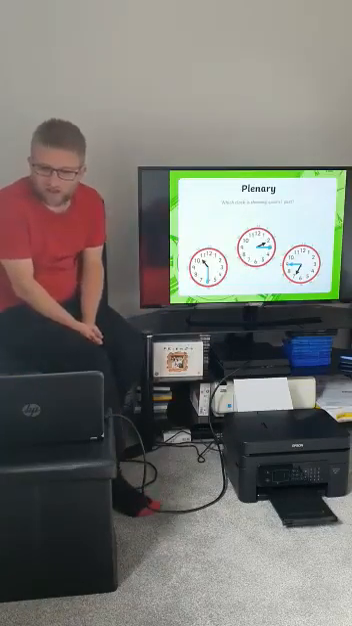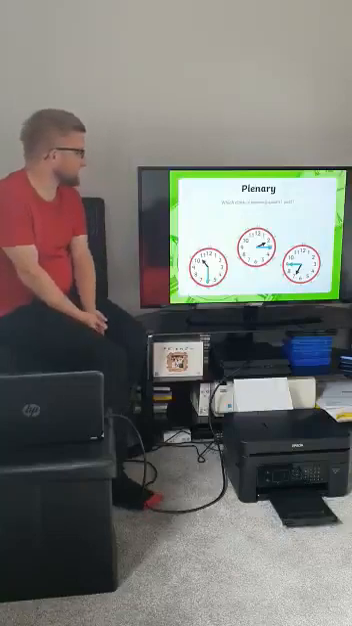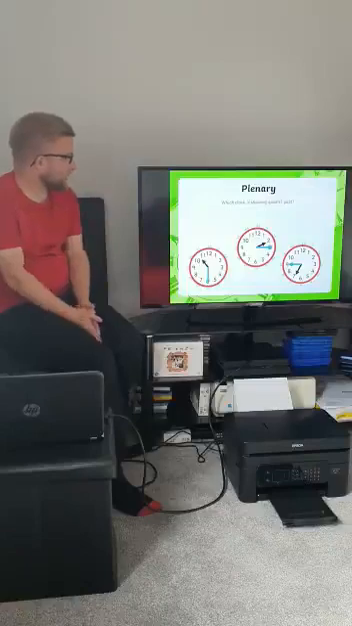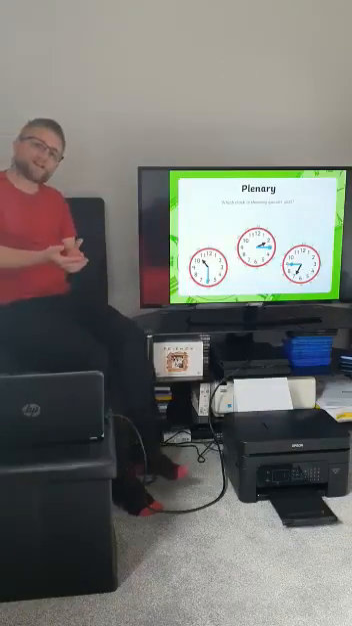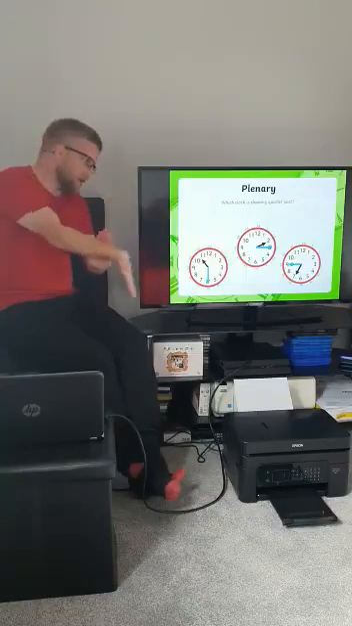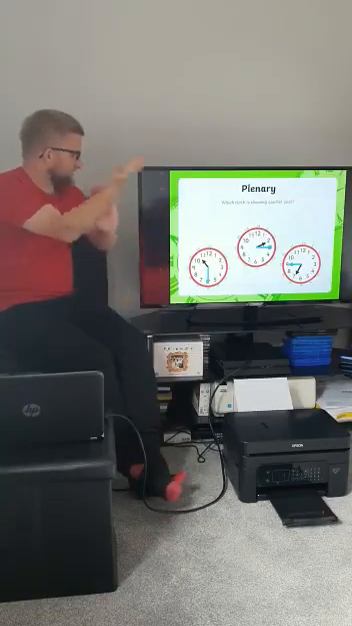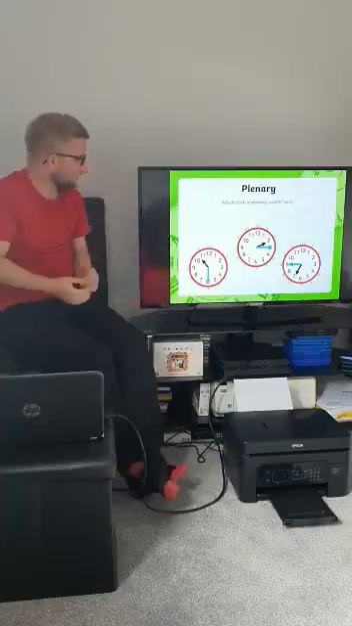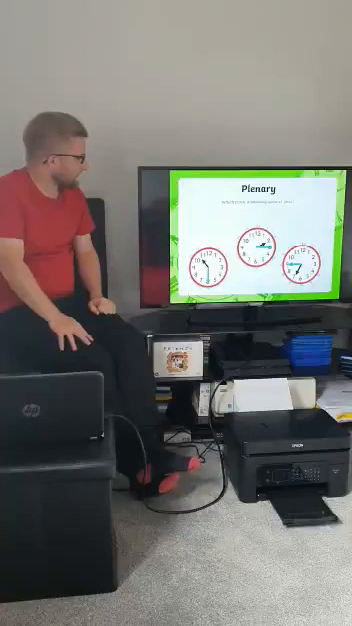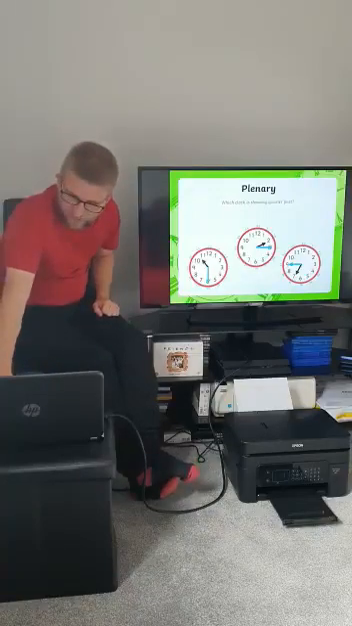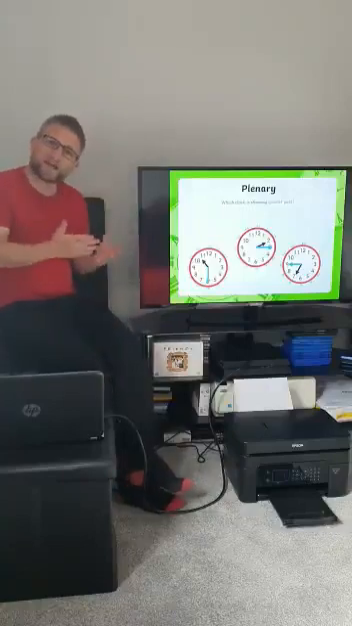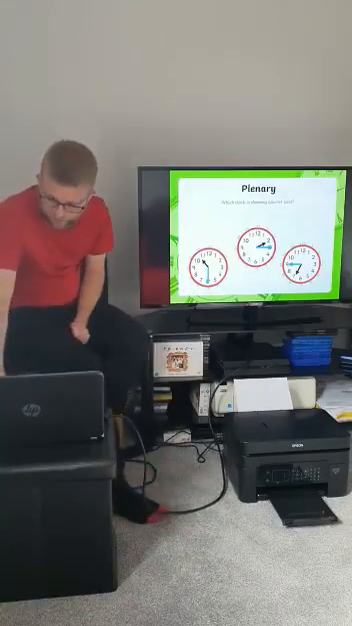Which clock is showing quarter past? Have a look at those 3 clocks and let's see if you can work out which one is quarter past. Remember, that's when the minute hand has gone past on the other side, so on that side there, and that's in the past section, so quarter past the hour. So looking at one that's going towards the 3. Can you see it? Well done if you said it was the middle one. That is showing quarter past when the minute hand is pointing towards the 3.